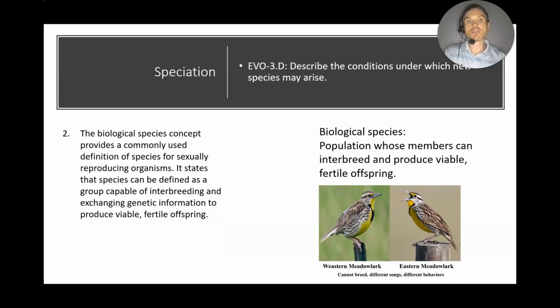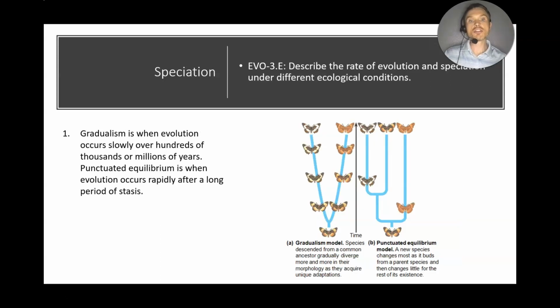The definition of a biological species is a population whose members can interbreed and can produce viable, fertile offspring. Now remember that term, viable, fertile offspring. We'll look at that in later slides. There are two proposed models of speciation.